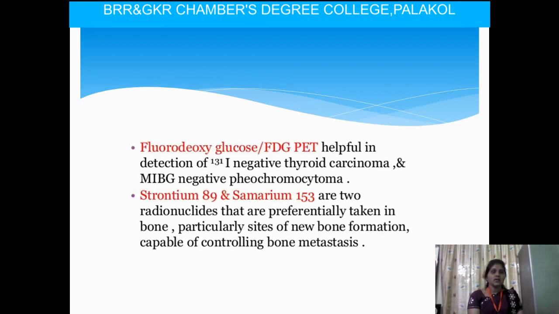Next one is fluorodeoxyglucose, which we call FDG, and PET. It is helpful in the detection of iodine 131 negative thyroid carcinoma. The other ones are strontium 89 and samarium 153, two radionuclides that are preferentially taken up in bone, particularly at sites of new bone formation, and are capable of controlling bone metastasis.